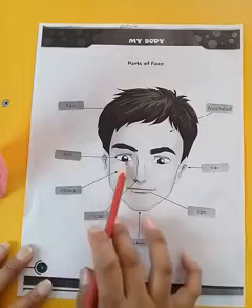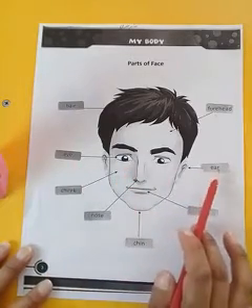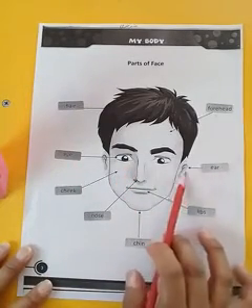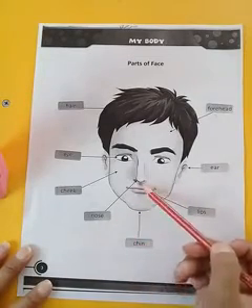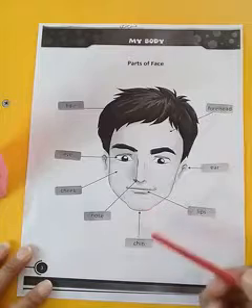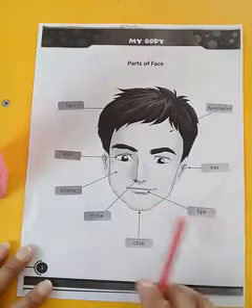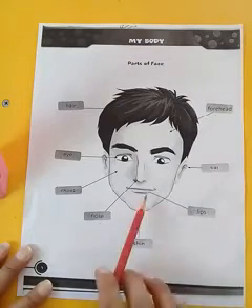Eye. This is my eye. Ear. This is my ear. Nose. This is my nose. Chin. This is my chin. Lips. These are my lips.